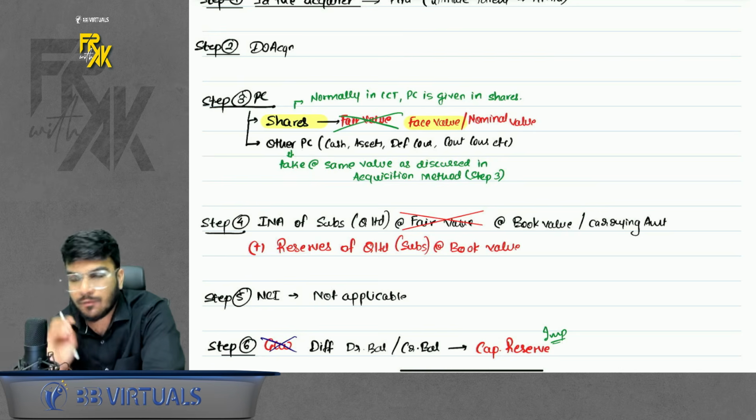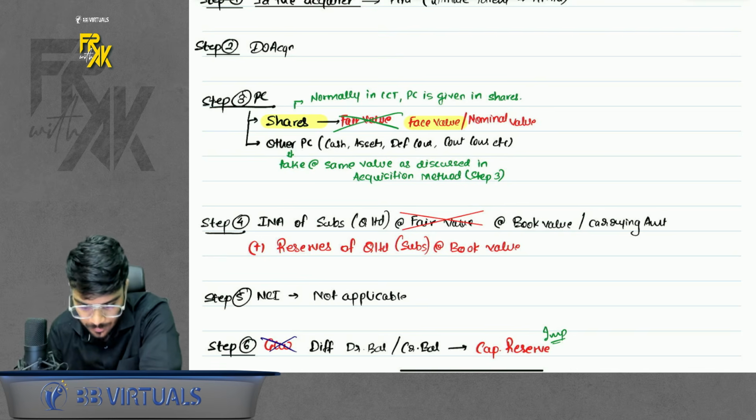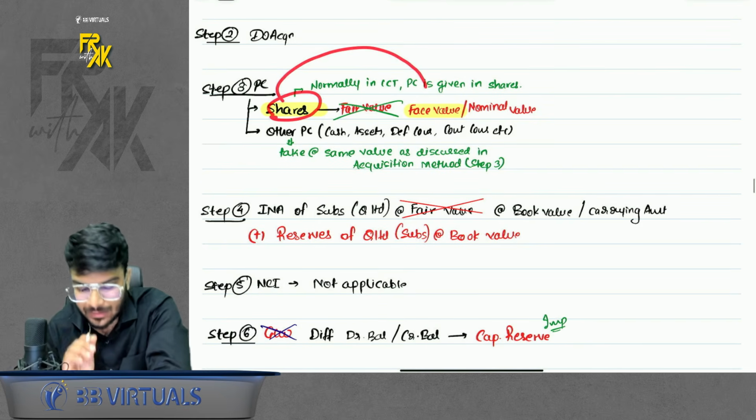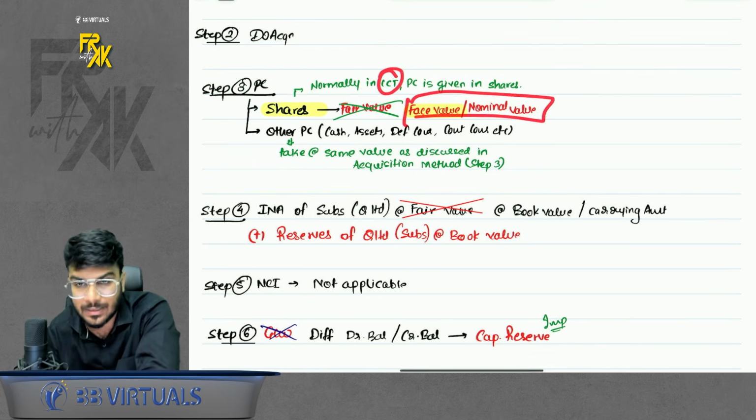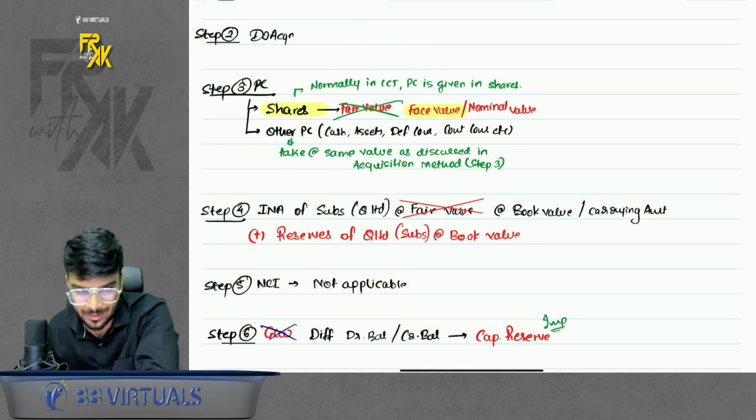Normally means what we discussed in the normal 6 steps. If there is deferred consideration, take it at present value. Okay, everything else will remain the same. But if you give shares, issue at nominal value. Do remember, in case of common control, normally this will only come. You will issue shares only.